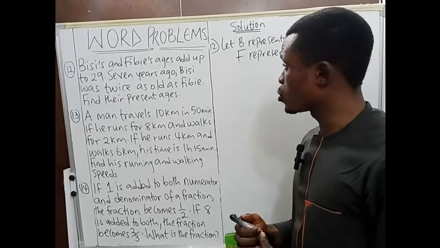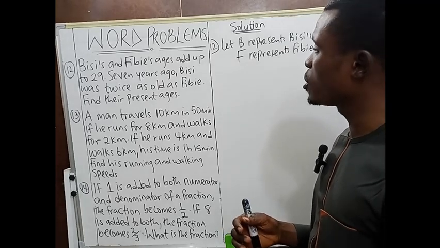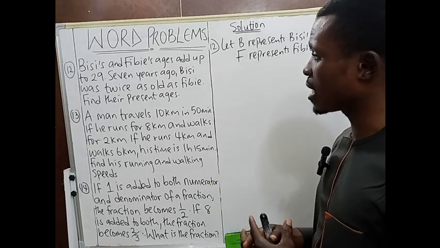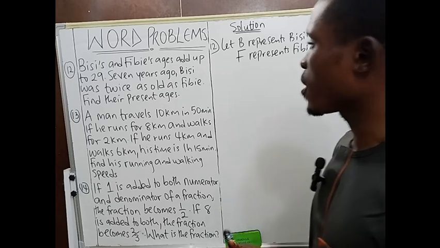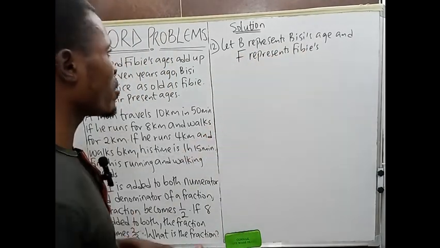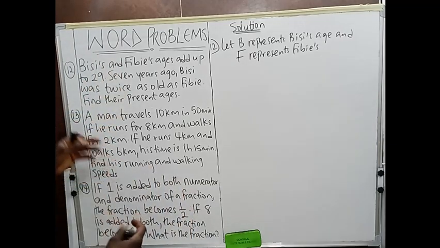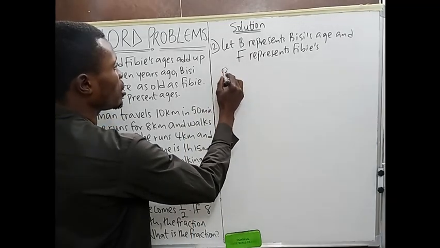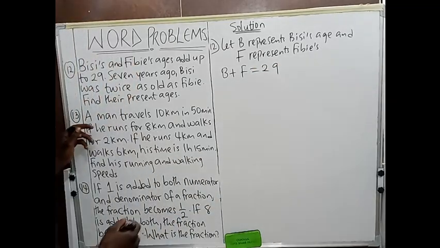Now we have 12 to 14 on the board. Question 12. BC's and Phoebe's ages add up to 29. 7 years ago, BC was twice as old as Phoebe. Find their present ages. We let B represent BC's age and F represent Phoebe's age. The first statement says their ages add up to 29, meaning B plus F equals 29.